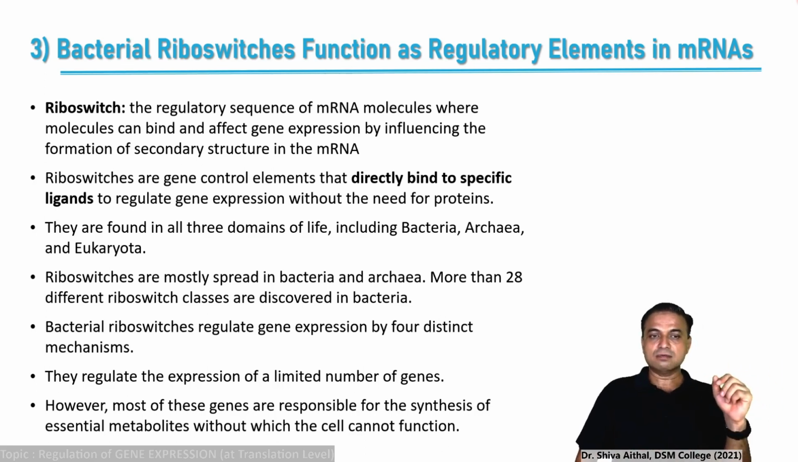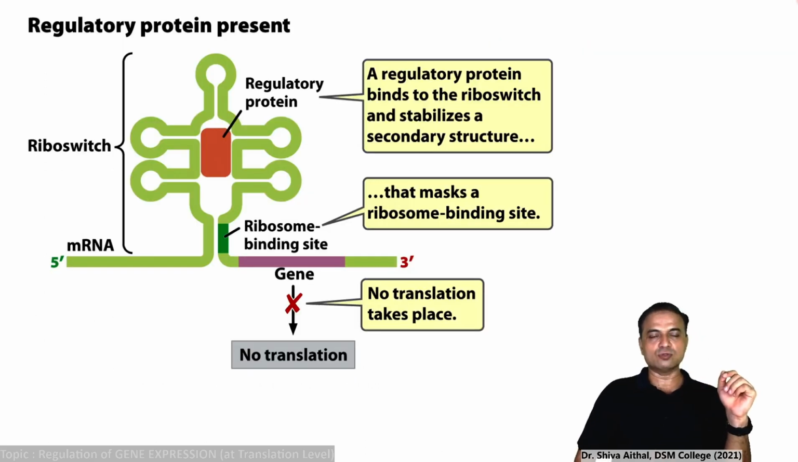They regulate the expression of a limited number of genes, which means this is not a very common structure. Okay, very unusual structures. However, most of these genes are responsible for the synthesis of essential metabolites, hormones, proteins, and enzymes, without which the cell cannot function, without which the cell will die. These are regulated. So these are the bacterial riboswitches.